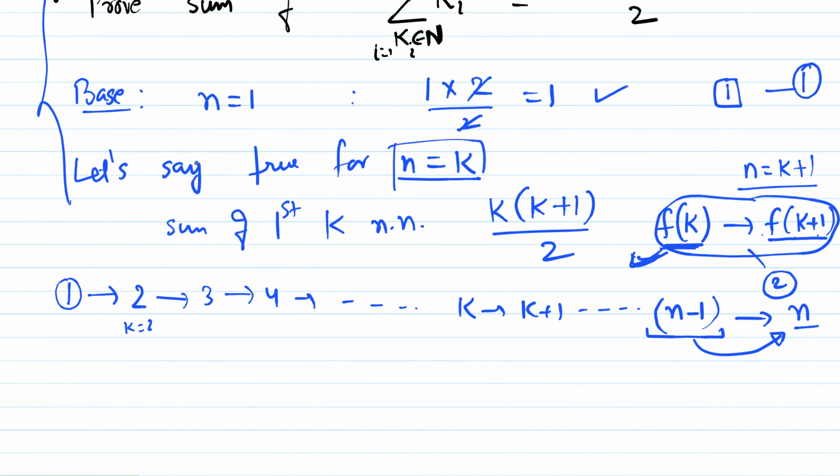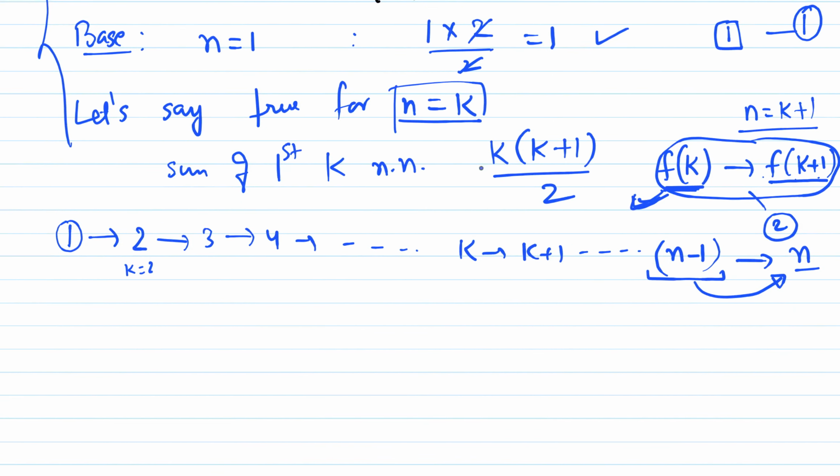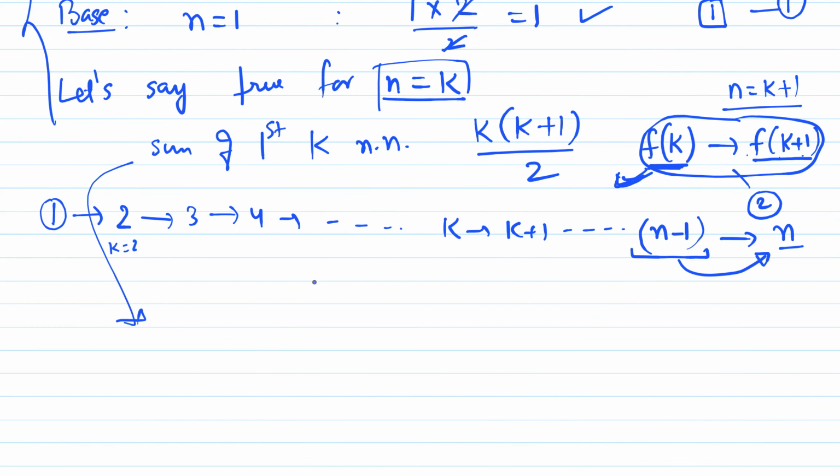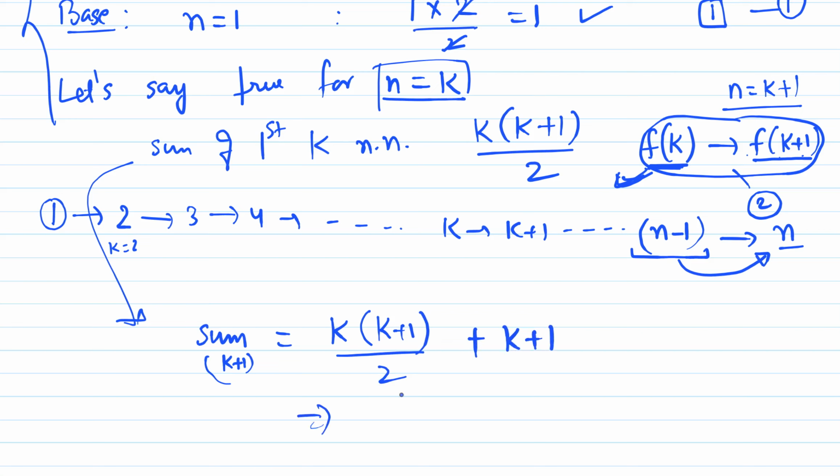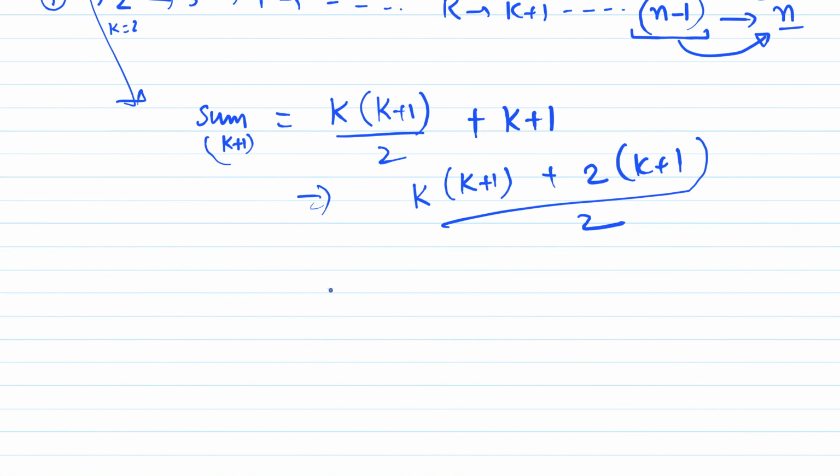Let's come back to our original problem, or rather, let's complete this also. Let's say it's true for k, then what will be the sum? The sum of k plus 1 numbers will be the first k numbers' sum plus k plus 1, the last number. So it will be k times k plus 1 divided by 2, plus k plus 1. So we can take k plus 1 common, giving k plus 1 times k plus 2 divided by 2.